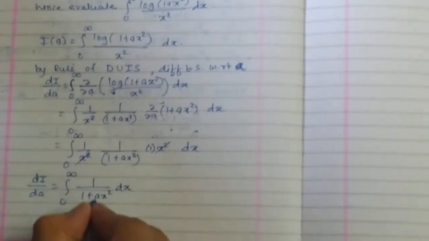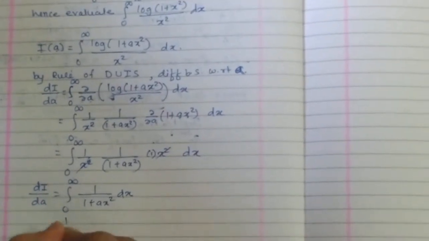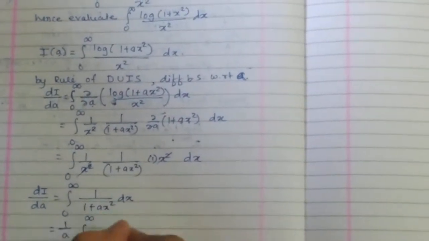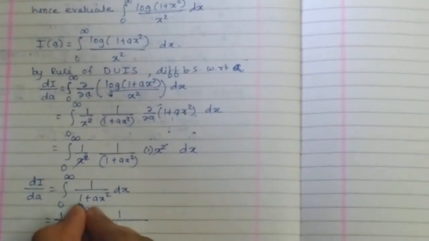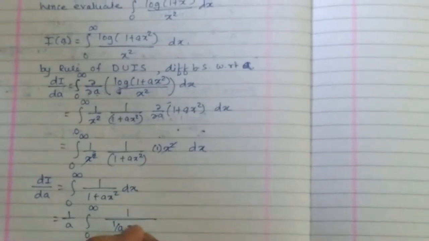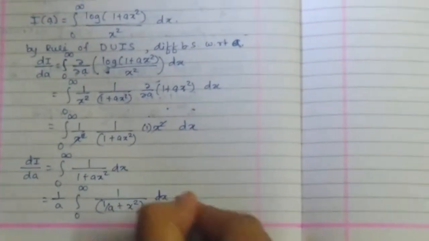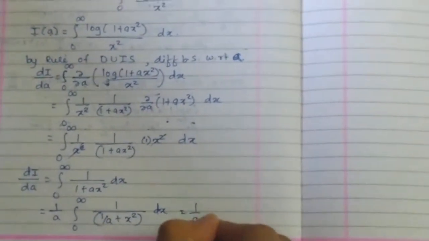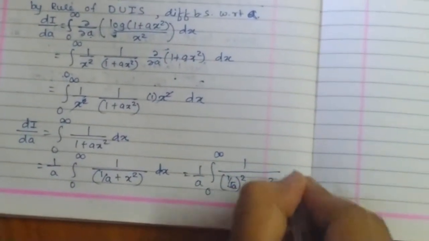Okay, now I will make one more adjustment. I am taking a common from here, which gives me 1 upon a integration from 0 to infinity 1 upon, as I am taking a common, in the place of 1 it becomes 1 upon a plus x square, and that common a I am shifting to the outside of the integral sign. So which is nothing but 1 upon a integration from 0 to infinity 1 upon root a square. See, a means what? Root a square. So we are taking this advantage, I am writing it in this way.